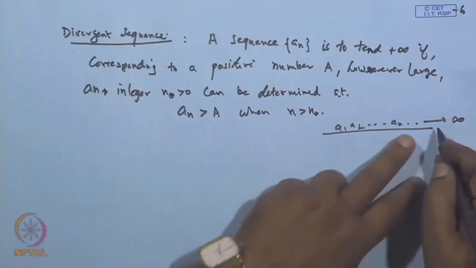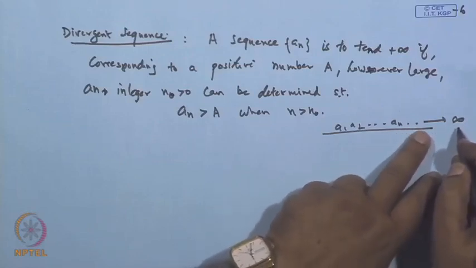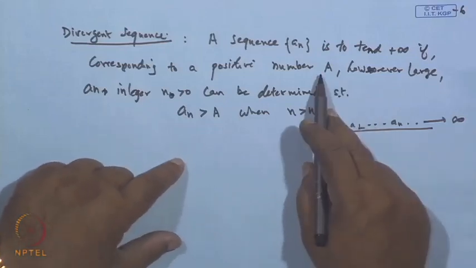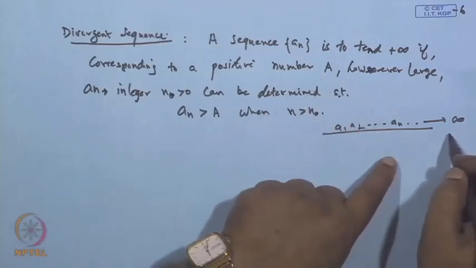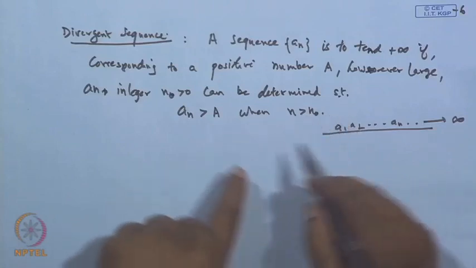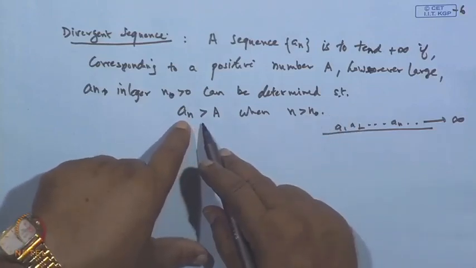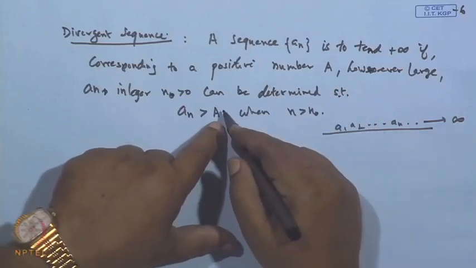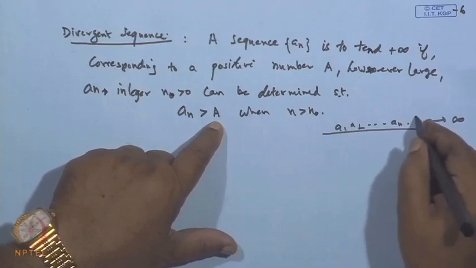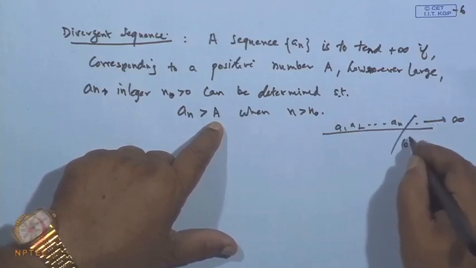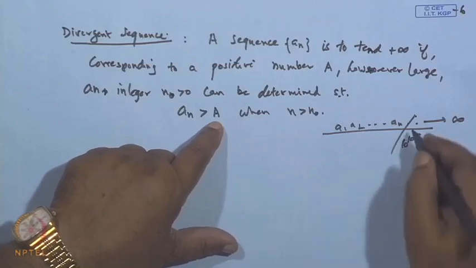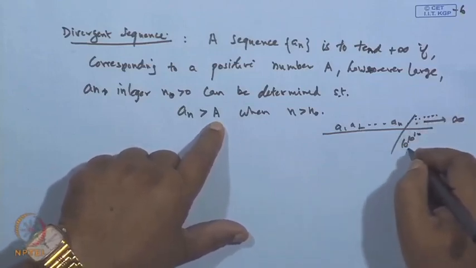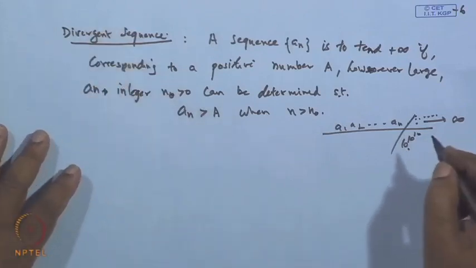Okay. So, when you say a sequence a n goes to plus infinity, it means that whatever number you choose, you can always find an integer n naught such that the value of the terms of the sequence will exceed that number. Suppose I say A is equal to 10 to the power 10 to the power 10, then one can identify a number n naught such that all the terms of the sequence after this will be greater than this number. So, we say it is tending to plus infinity.